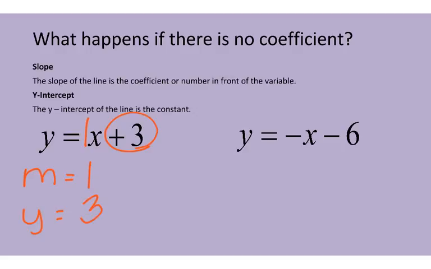So what happens when there's a negative x? Well, it's the same thing. When there's a negative x, it means -1. So the slope of this equation is -1, and the y-intercept of the equation is -6.